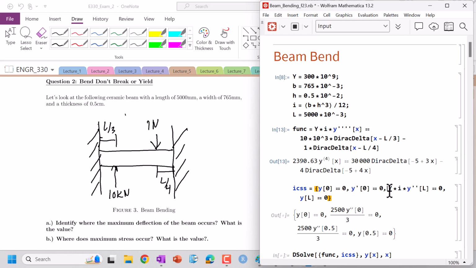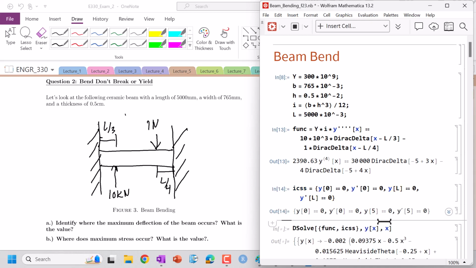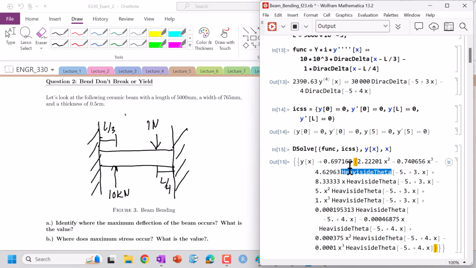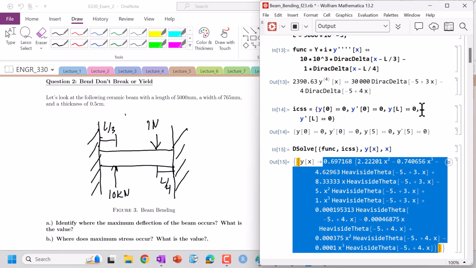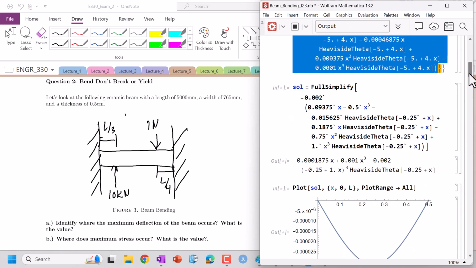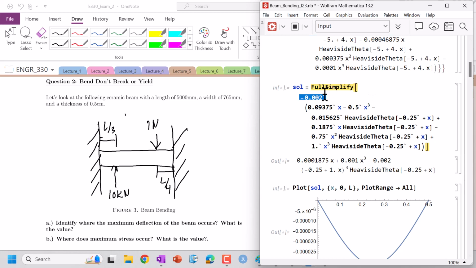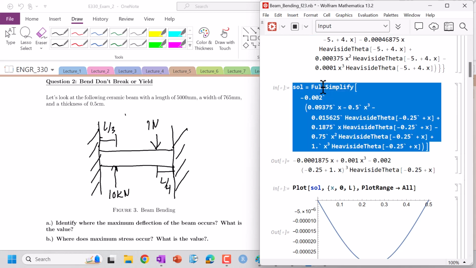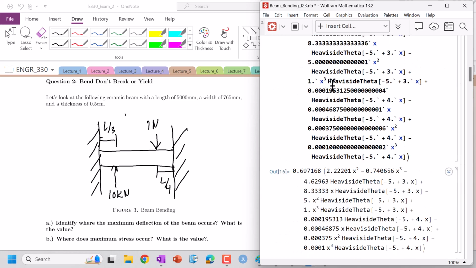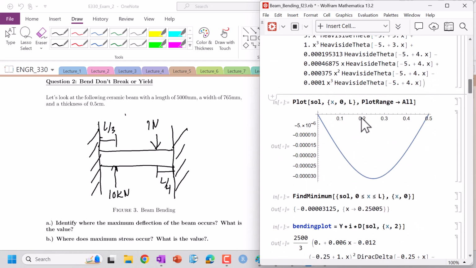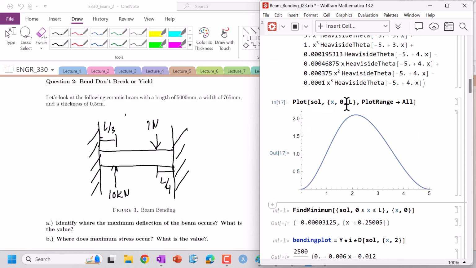So symmetric boundary conditions. We can do y of L is 0 and y prime of L is 0. So those will be our boundary conditions. We can solve our function. And now let's see what we should expect it to be, kind of bowing up a little bit. Let's get our solution, x from 0 to L.